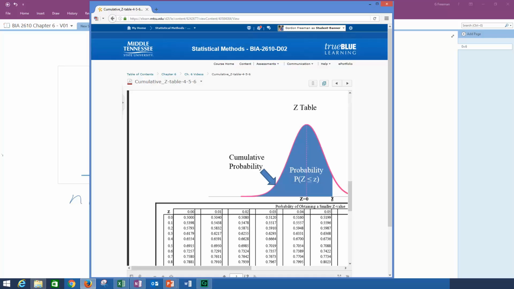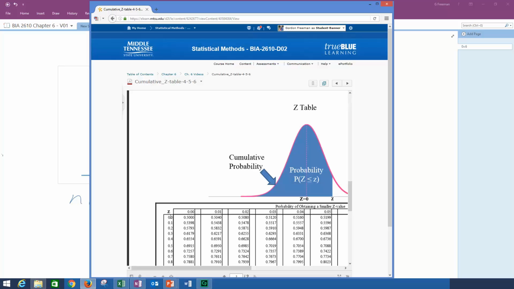Now there are 2 pages to this table. I'm actually on the 2nd page of this table. This is for positive z values. But the part that's shaded up here in blue is the probability that the z value is less than or equal to the z value that you're looking up in the table. Now the z values are on the margins. The probabilities are on the interior of the table.